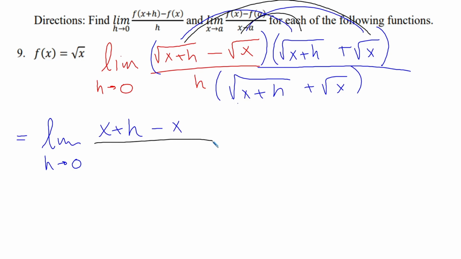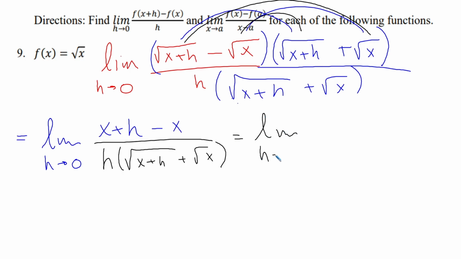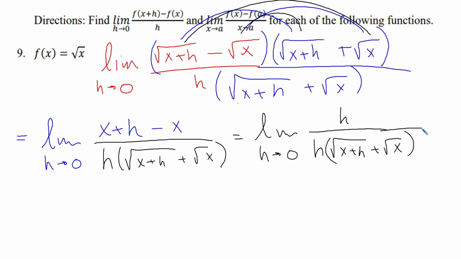So very convenient. So we now have h times, it's a little bit too long of a radical, but h times root x plus h plus root x. The x and the minus x in our numerator will cancel, giving us a limit as h approaches 0 of just h over h times root x plus h plus root x. Make sure that stays in parentheses. I see a lot of people forget the parentheses in the denominator.